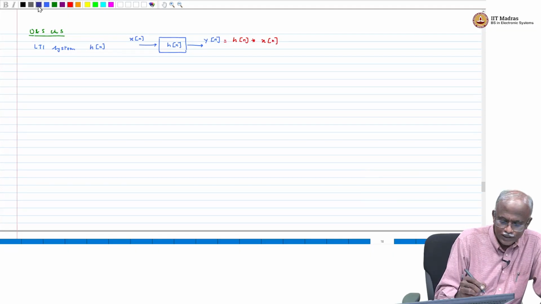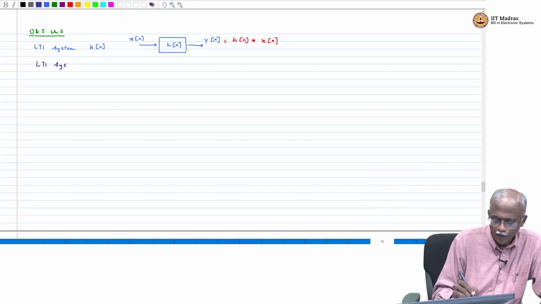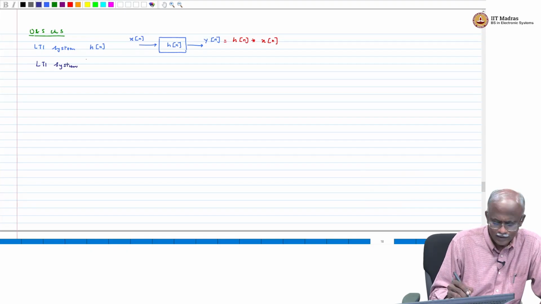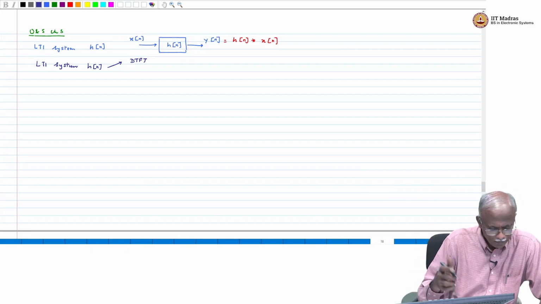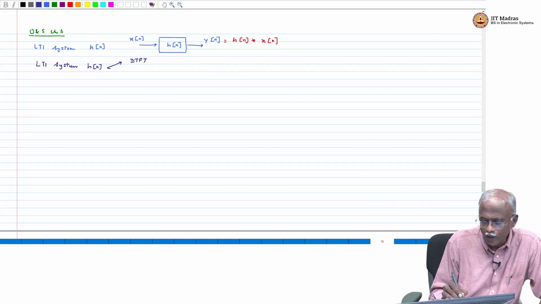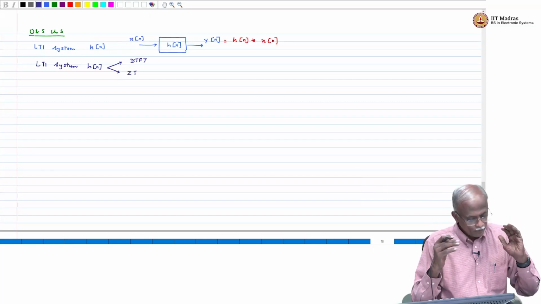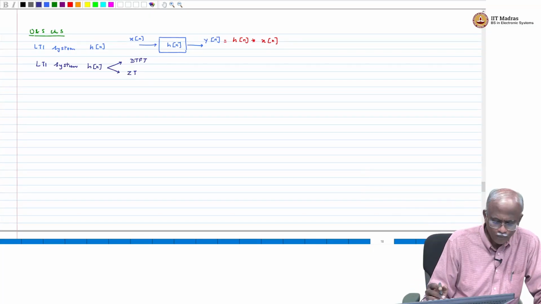And so we say that for an LTI system, if we want to do transform analysis, we can take this h of n and study it using the discrete time Fourier transform. If the discrete time Fourier transform does not exist or you want to have a broader insight, you may go for the Z transform, but mostly discrete time Fourier transform because that is where we are going to be.